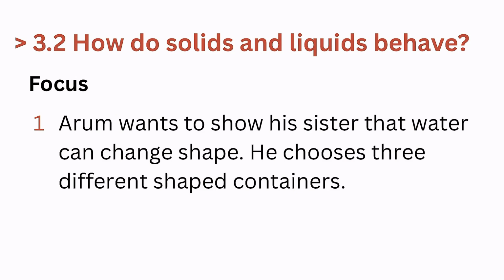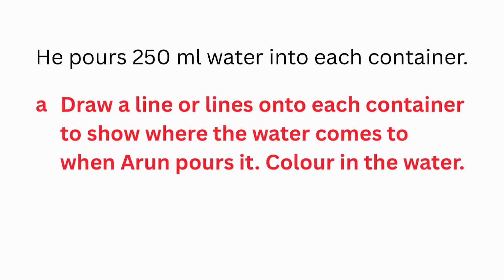He chooses 3 different shaped containers. He pours 250 ml of water into each container. A. Draw a line or lines onto each container to show where the water comes to when Aaron pours it. Color in the water.